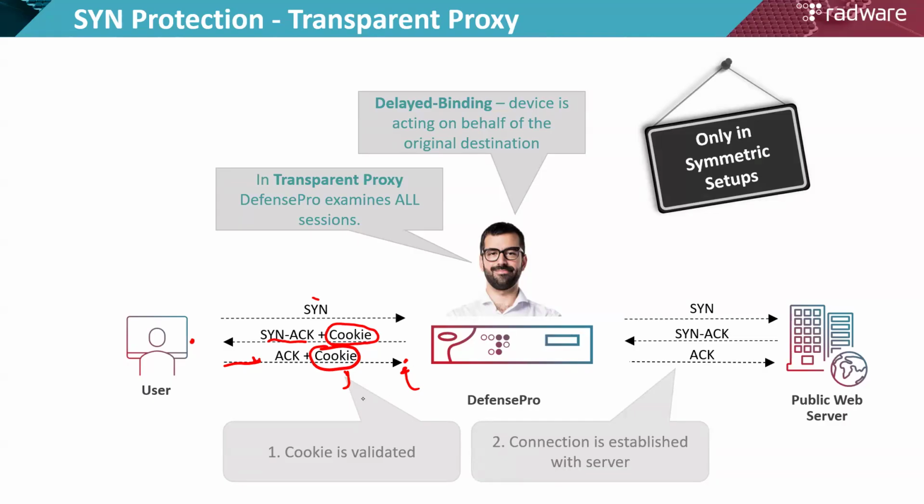We do not open a backend connection unless and until we receive this cookie back in the response from the client. And the transparent proxy challenge only works in symmetric setups. Okay, so it works only in symmetric setups.